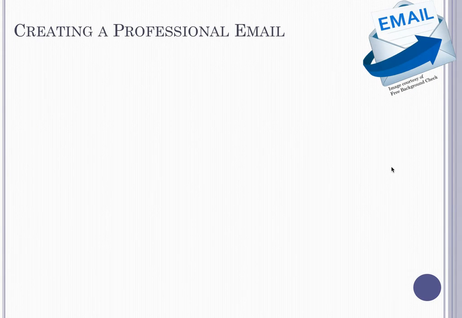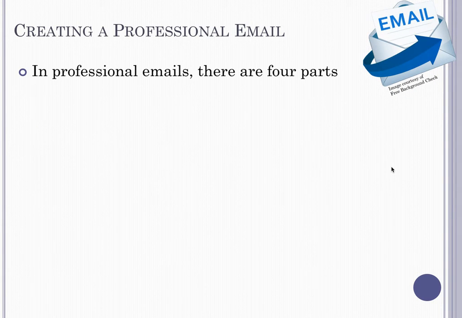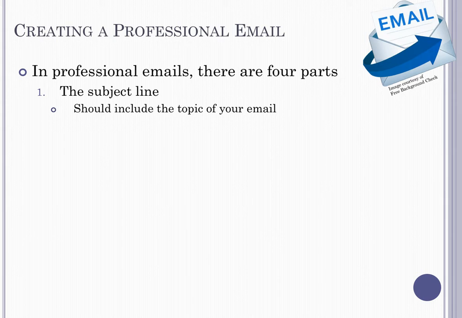So the four things that are in a professional email start with the subject line. The subject line should contain the topic of your email. That is, what is your email about? Many people get dozens or even hundreds of emails a day. And so the subject line is so valuable to help those people figure out how to sift through those hundreds of emails. So the topic of your email should be in the subject line, and it should be pretty obvious what the topic is.